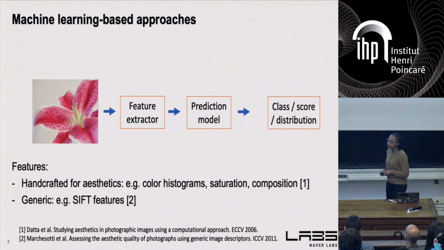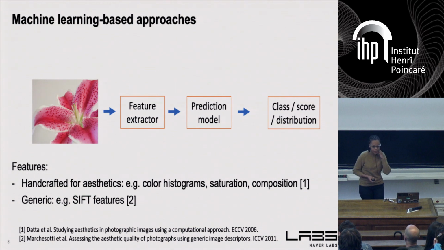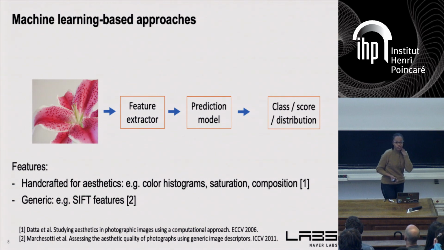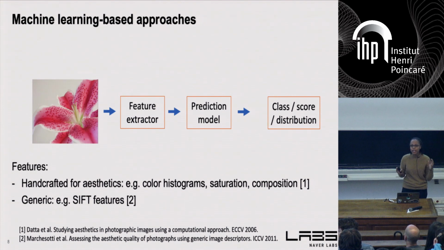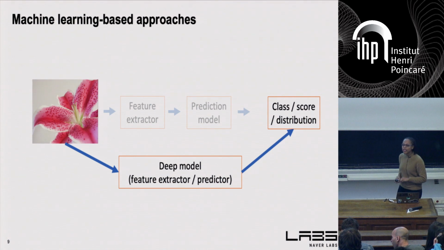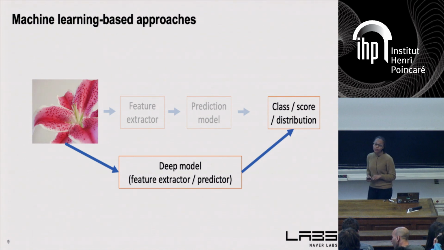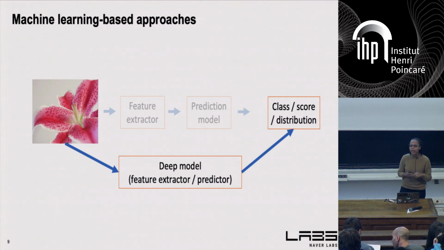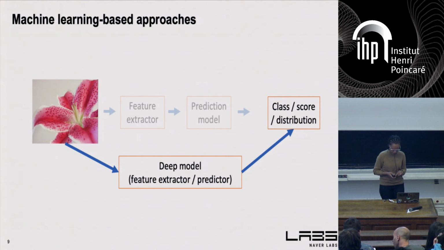More recently, it was shown that more generic image features, for example things like SIFT, perform equally well for this task, so there's not really a need to handcraft what you might consider aesthetic properties. And this tended to work fairly well. Of course, more recently deep models have superseded those, where you combine the image representation portion and the prediction model into one single model that can be trained end to end. This is the type of architecture we tend to deal with.